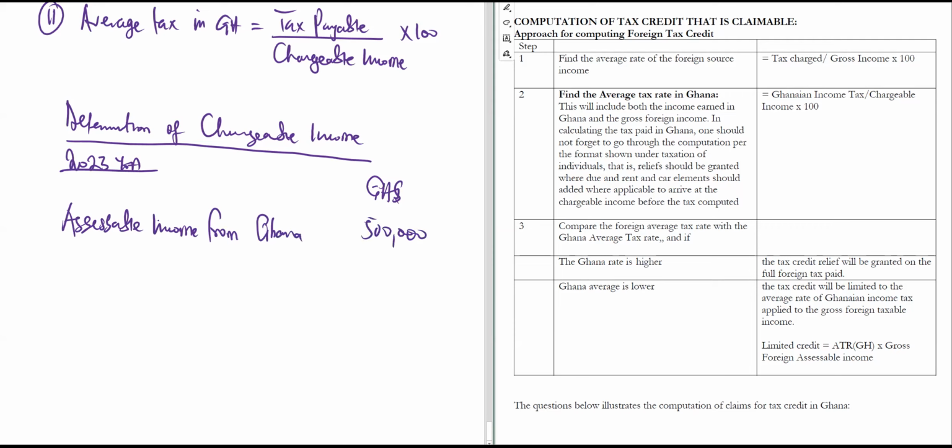And how much was his assessable foreign income? The gross, so I told you always for foreign income, we bring the gross. What's this assessable foreign income? 22,222 pounds, right? But the exchange rate was 15 cedis. Not so? So when we convert to Ghana cedis, how much would that be?